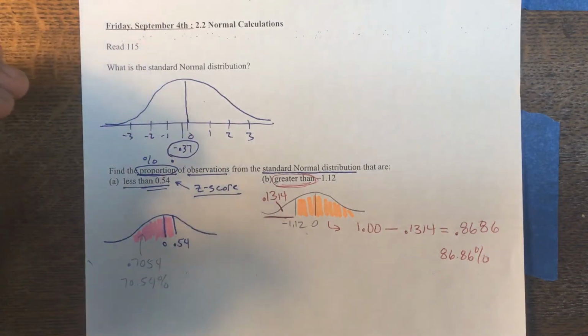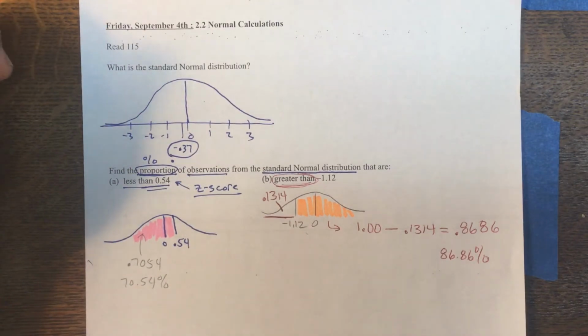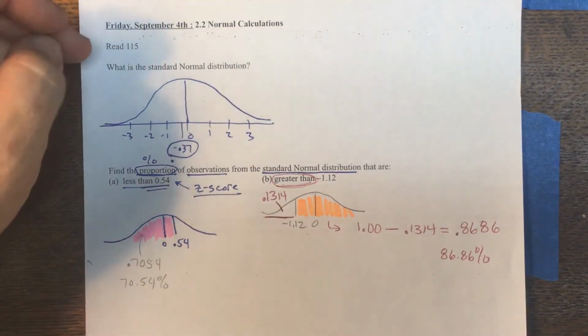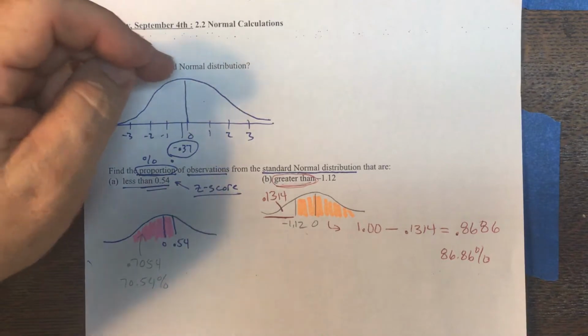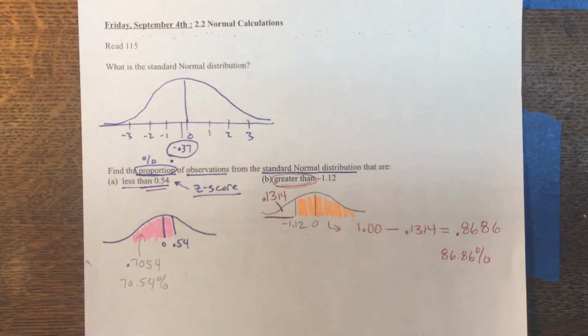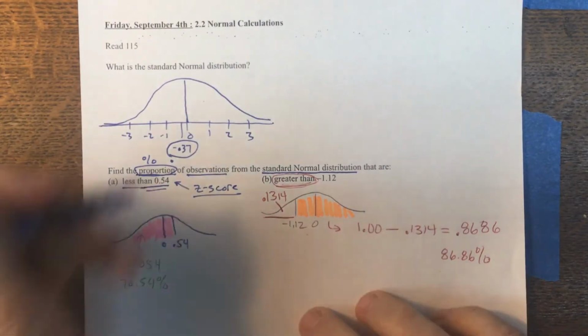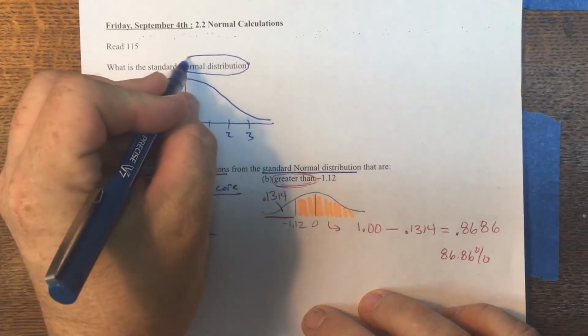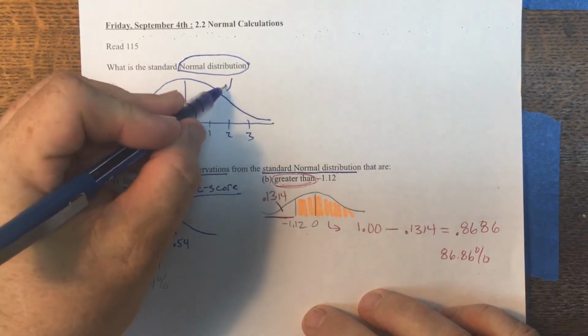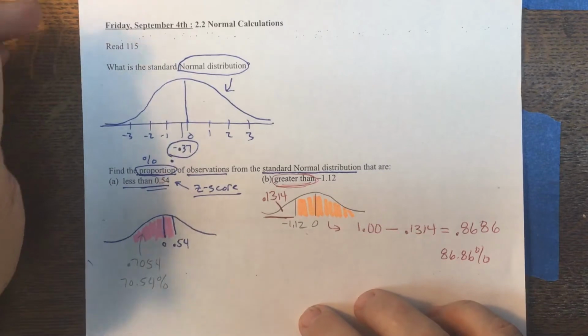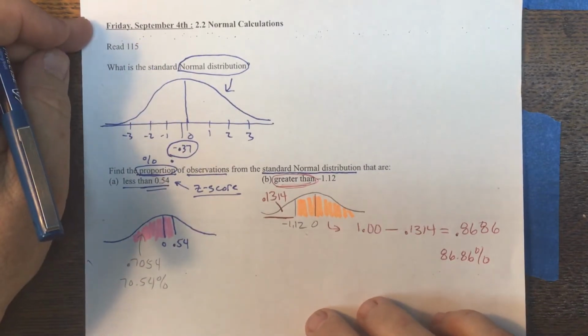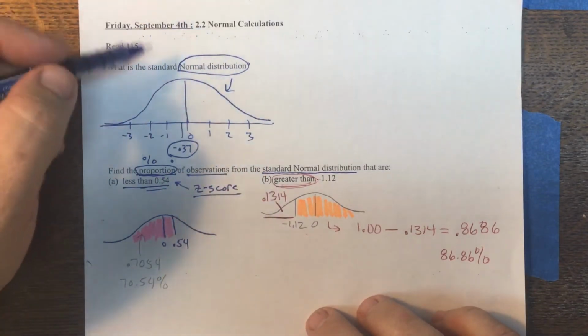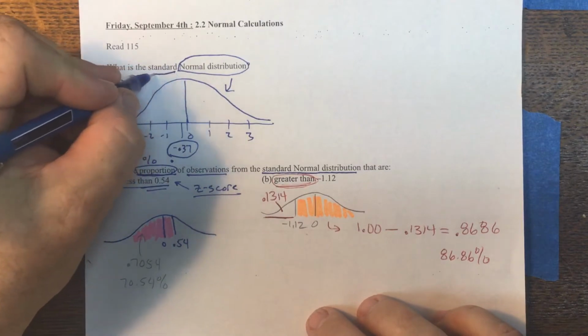Normal calculations. So let's get to it so this video is not too long. So we're going to talk about what a standard normal distribution is. As we work with this, the word normal distribution, remember, gives us this shape. That's the key piece. We have to have a normal distribution to deal with these types of calculations. Now, what is the standard normal distribution?